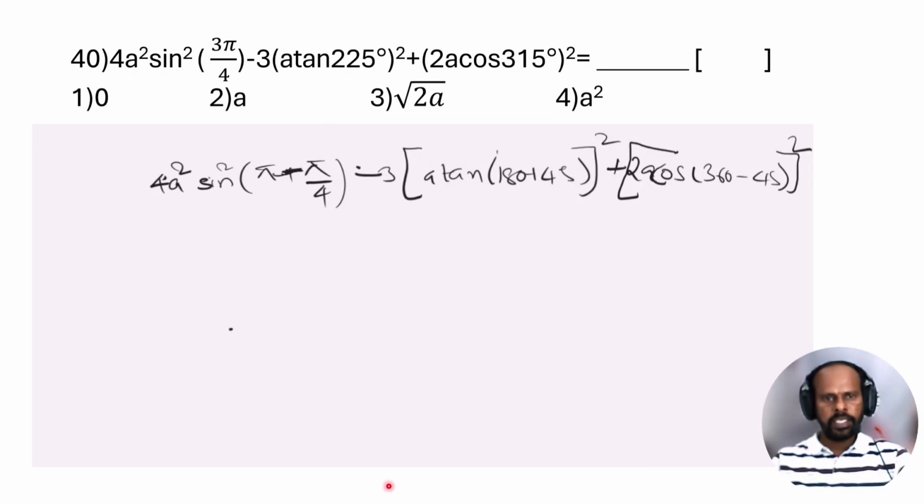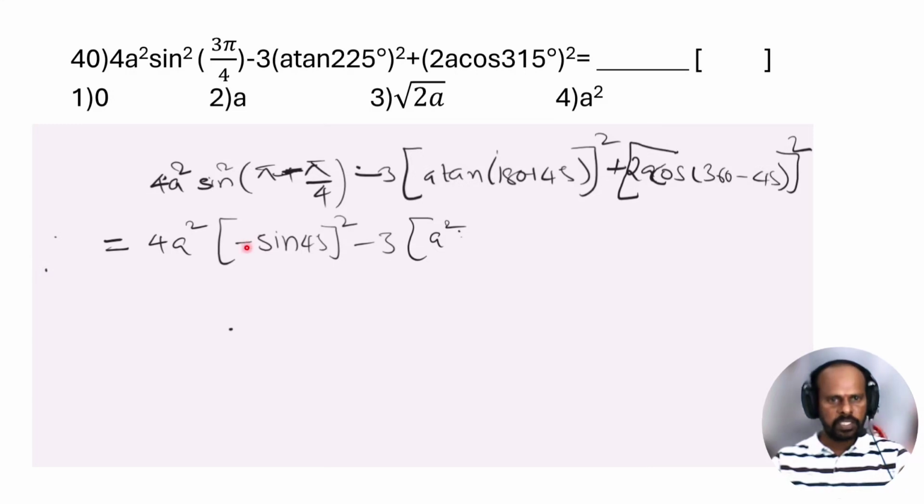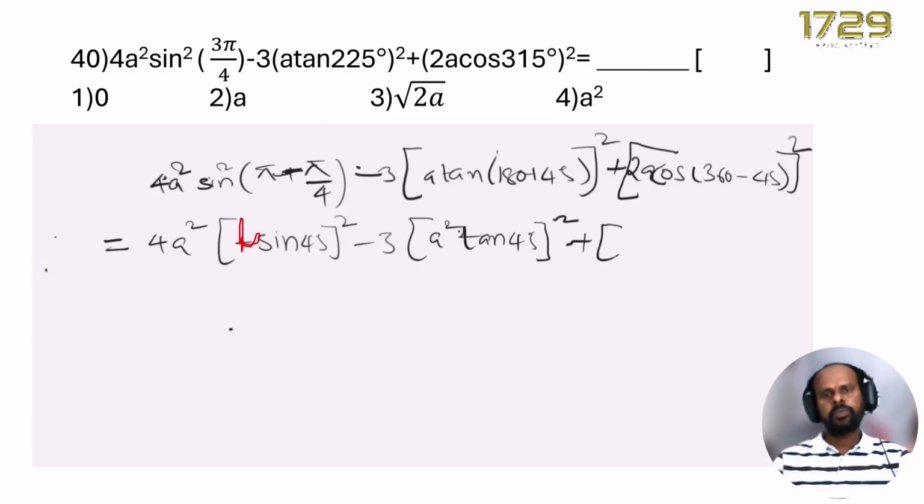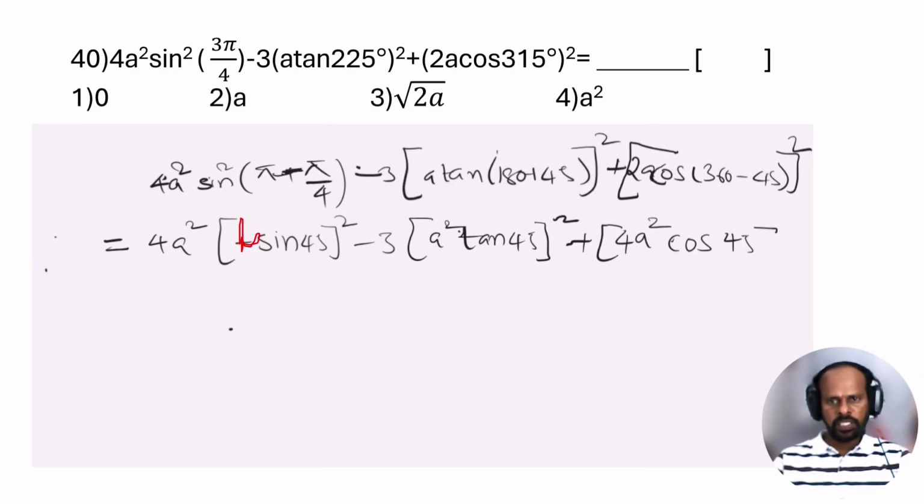Now how it will be changed, you see: sin 180 minus theta is in the second quadrant. So in the second quadrant sine is positive, and this is not minus, just cut it. Okay, sin 45 square minus 3a, and tan 180 plus theta is in the third quadrant, positive, square, and 2a whole square. Next, cos 360 minus theta is in the fourth quadrant, plus, cos 45. Now let us write the values.